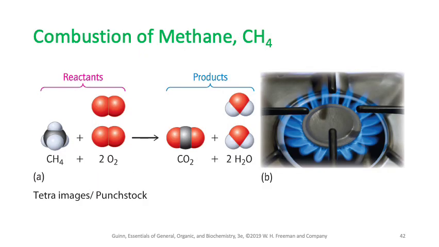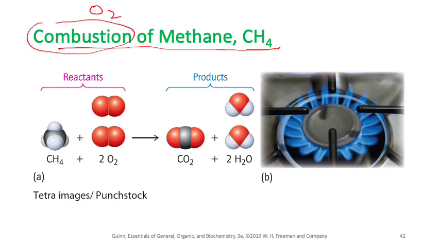So let's take an example of combustion of methane, CH4. Whenever we talk about combustion, it means you are using oxygen molecule to react with CH4. So when you react CH4 with oxygen, you get two products, carbon dioxide and water. And if you see, you have a coefficient of 1 with CH4 methane, coefficient of 2 with oxygen molecule, coefficient of 1 with carbon dioxide, and coefficient of 2 with water molecule.